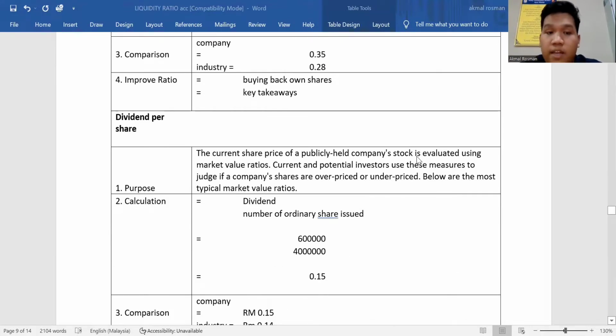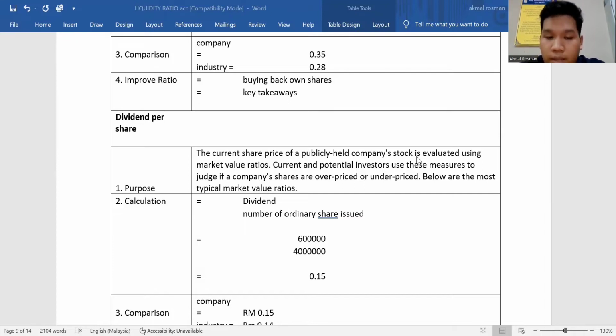The second is dividend per share. The purpose is that the current share price of a publicly held company stock is evaluated using market value ratios. Current and potential investors use these measures to judge if a company's shares are overpriced or underpriced. Below are the most typical market value ratios. And the calculation is dividend divided by number of ordinary shares issued.